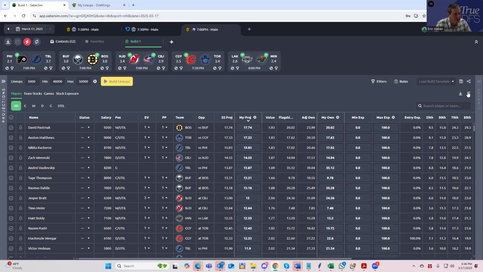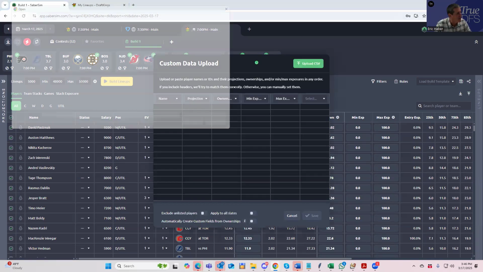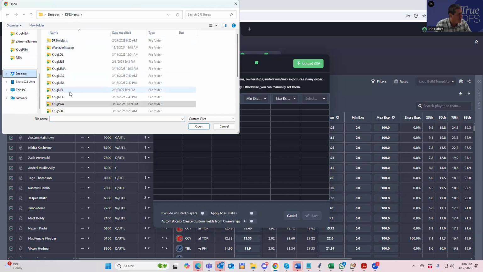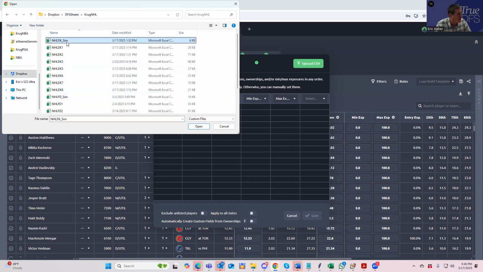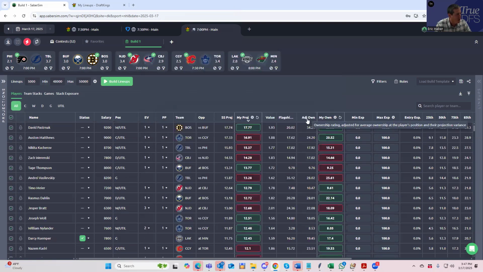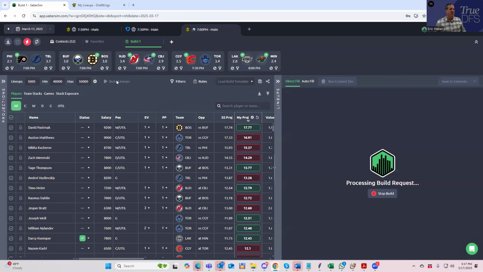Okay, so what we're going to do is upload these exact same projections over to SaberSim and see what we get. I'm presuming that we would get something similar, right? If they're using the same projections. So let's put it all in here. We'll exclude unlisted players. We're not going to construct our own fields. And let's just build 5,000 lineups just like this.